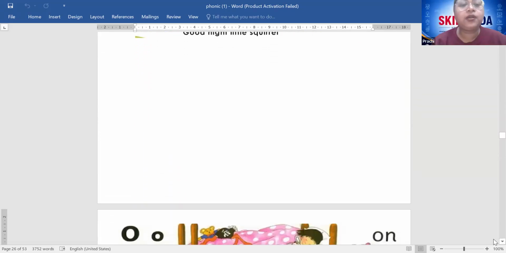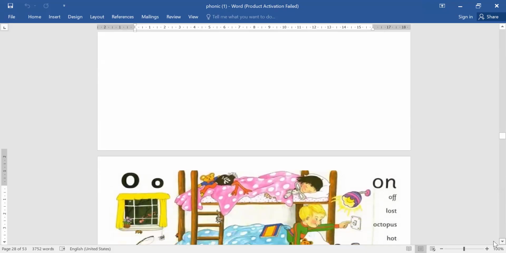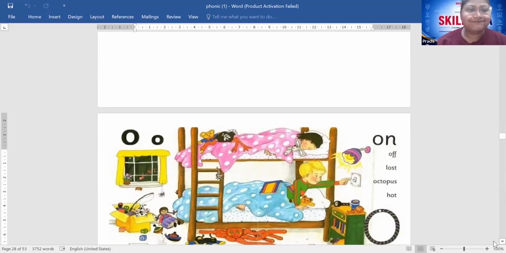So now let's come upon the letter O. The sound of letter O is capital O, small o, and the sound is ah. Now how the action goes, like we are switching on or switching off the switch. We say on and off.